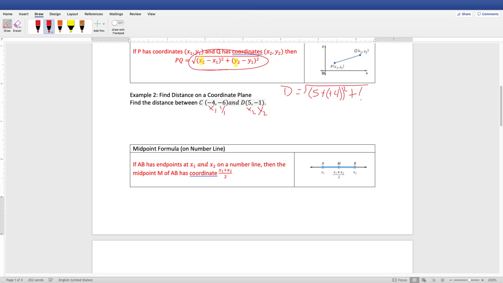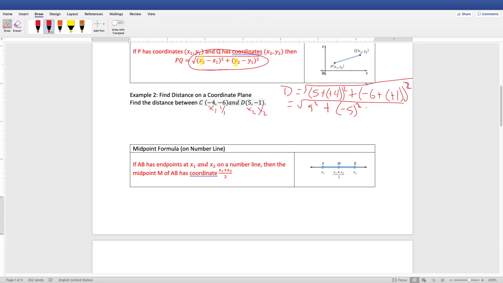And then plus my y values. My y sub 2 is negative 6. My y sub 1 is negative 1. Anytime you have minus a negative, it becomes plus a positive, and that is squared. All of this is underneath my square root. So my distance is equal to the square root of 5 plus 4 gives me 9 squared, plus negative 6 plus 1 gives me a negative 5 squared.